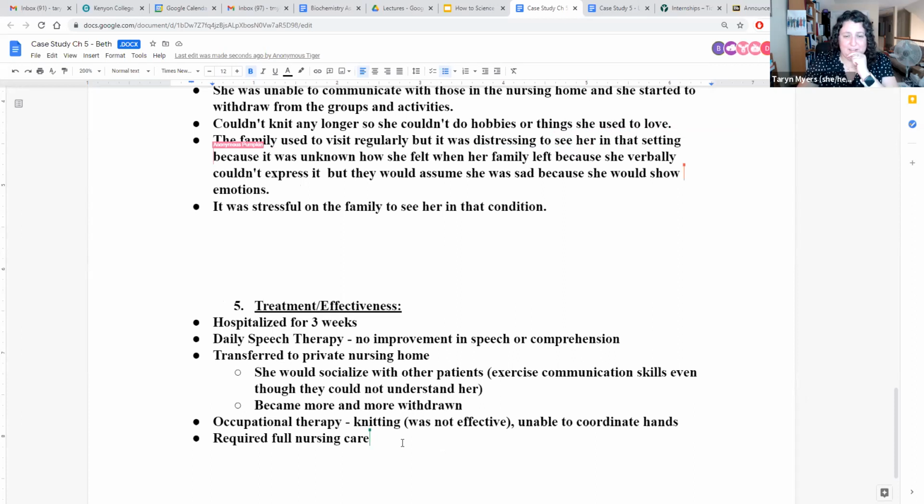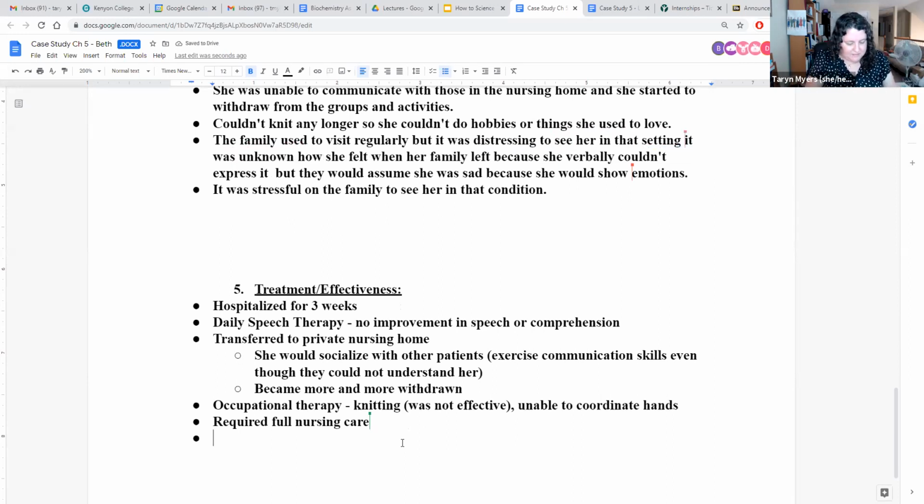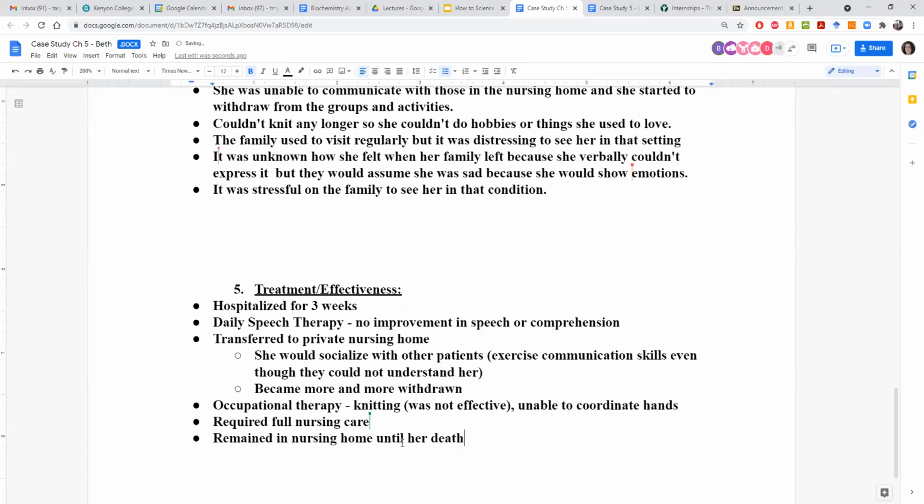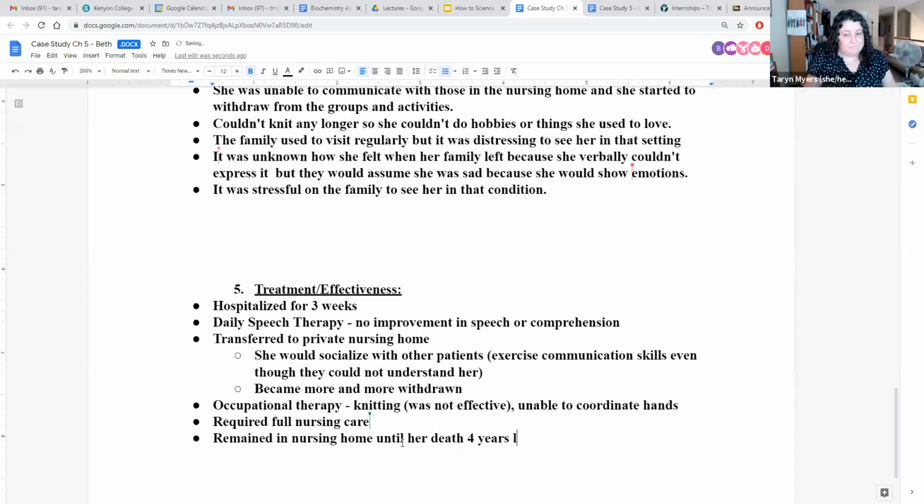Yeah, spot on. Again, her case is more depressing than Luke's, and again, that happens sometimes. I would say the only thing I would add is that she remained in the nursing home until her death 4 years later. Yes, ma'am. Which you talked about, but just wasn't on the form.